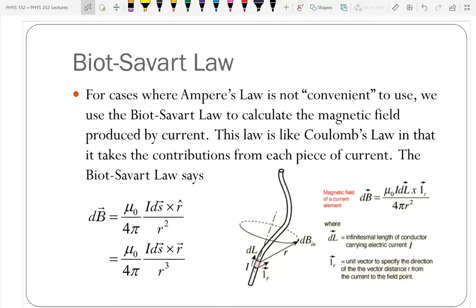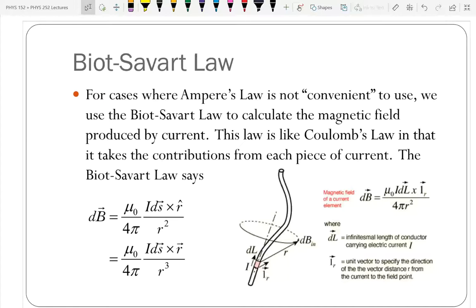So what's the Biot-Savart Law? The Biot-Savart Law is equivalent in usefulness to Coulomb's law. We use Coulomb's law to find electric field. A bunch of problems on that first homework assignment. The Biot-Savart law is what we're going to use if we don't have a nice, cool symmetry that Ampere's law makes easy to do. So what does the Biot-Savart law say?